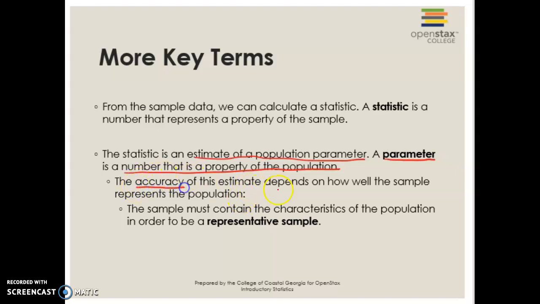Just like I told you, you've got to make sure it's representative of the population. Okay, the accuracy depends on how well it matches. The sample must contain the characteristics of the population in order to be a representative sample.